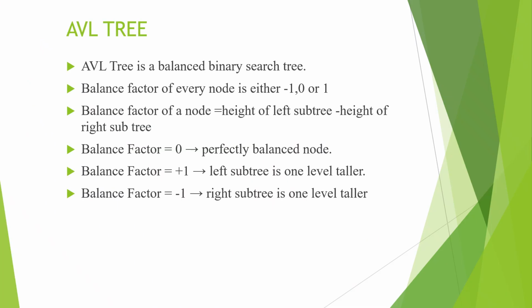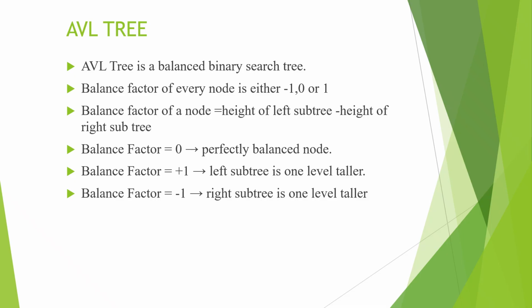A binary search tree is a binary tree in which for every node, all the values in the left subtree are less than the node value. All the values in the right subtree are greater than the node value. Both left and right subtrees are also binary search trees. Every tree is a balanced binary search tree.